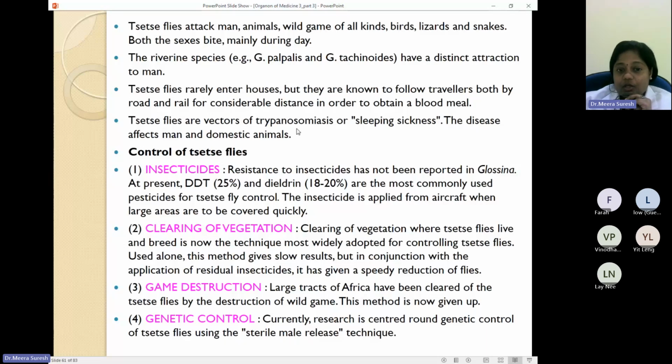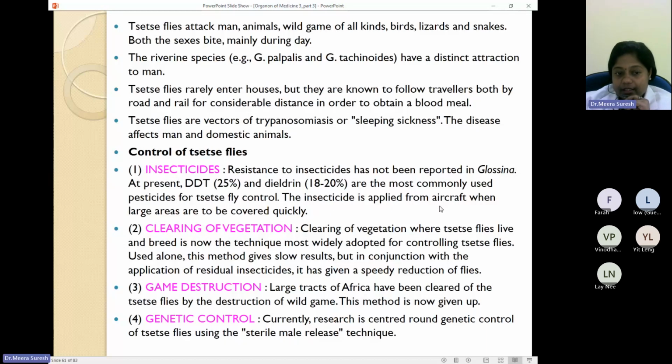So they are causing trypanosomiasis or sleeping sickness, which can affect man and also domestic animals. And for control, we can use insecticides. Glossina have not yet produced any resistance to insecticides. We can use DDT, dieldrin, for controlling the CC fly.